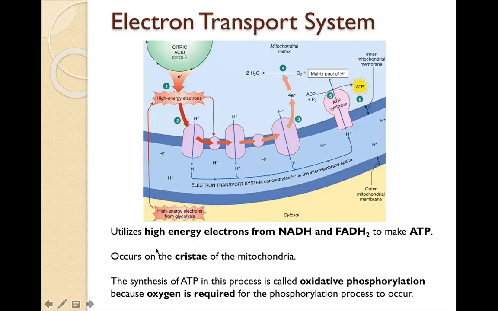And these particular reactions of the electron transport system, because we're transporting the electron through a series of proteins, this particular process occurs on those cristae of the mitochondria, on those little projections onto the inside of the cell. The process by which ATP is synthesized is referred to as oxidative phosphorylation. It's called oxidative because oxygen is absolutely required in order to do this. And it's called phosphorylation because you are phosphorylating ADP, you're adding a phosphate to make ATP.